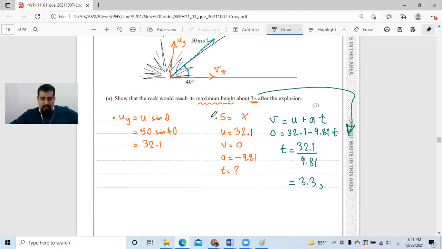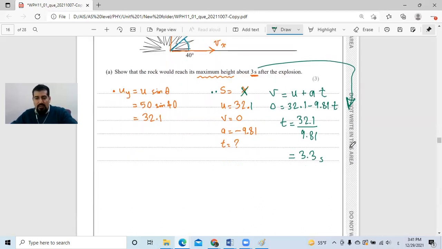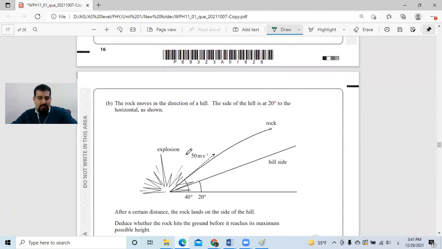So two steps to answer this question. Step number 1 is to find the initial vertical speed. Step number 2, we will use the equation that doesn't have S to find the time, which is V equals U plus at. Next, part B.